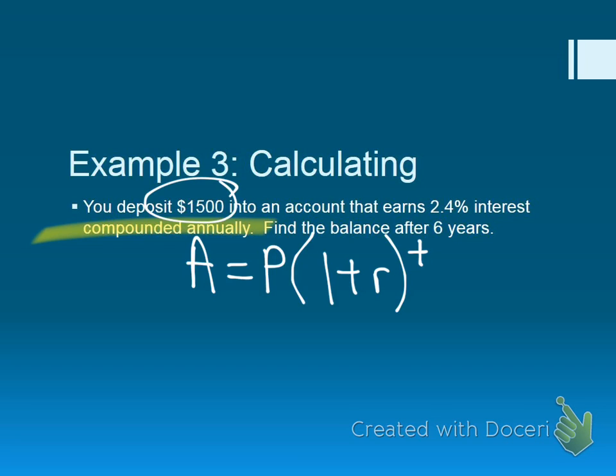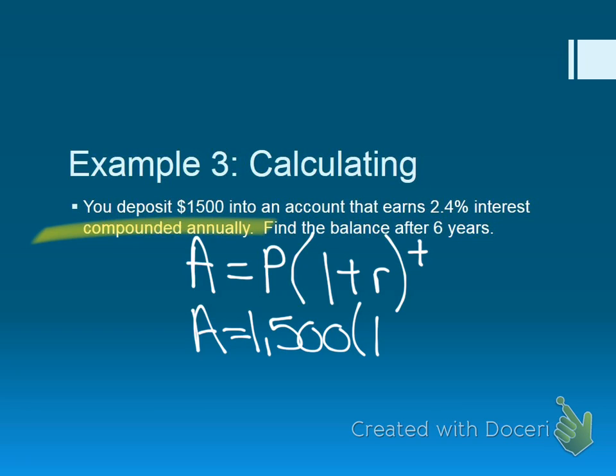1,500. Which value is that? Where do you plug it in? P. That's your P. Plug it in for P. What's your R? 2.4. How do I change it to a decimal? 0.024. What's my T? 6 years. So I raise it to that exponent. Now, again, as long as you use your parentheses correctly, 1,500 parentheses 1 plus 0.024, end your parentheses, hit the x with the shaded in box beneath the circle button, and enter a 6 and hit equals.